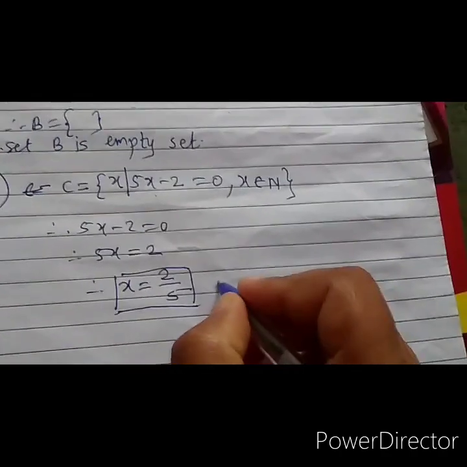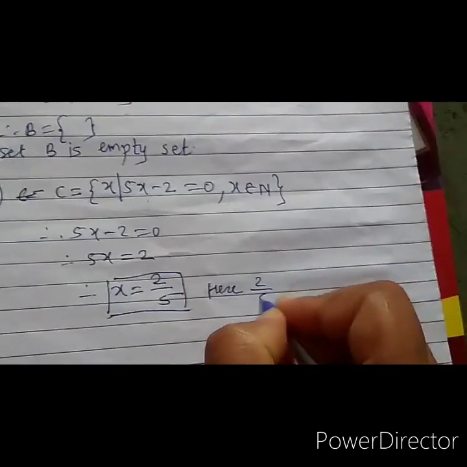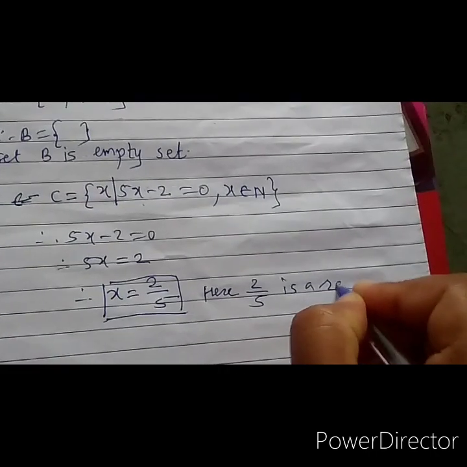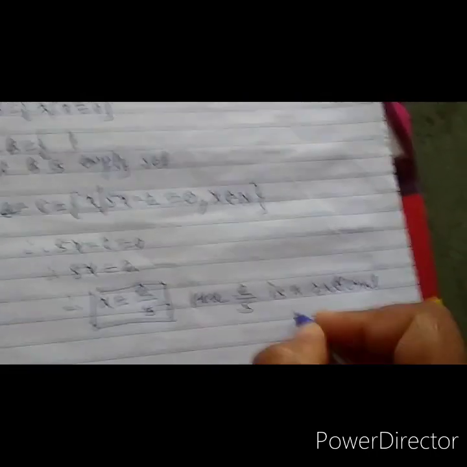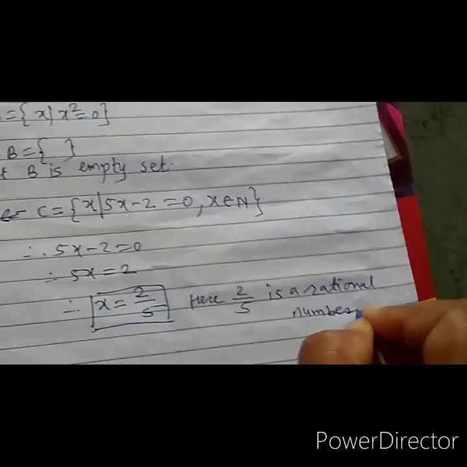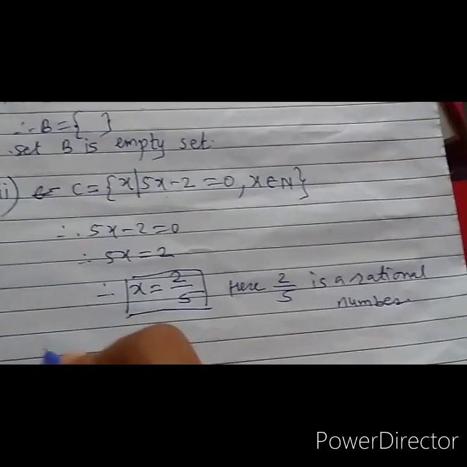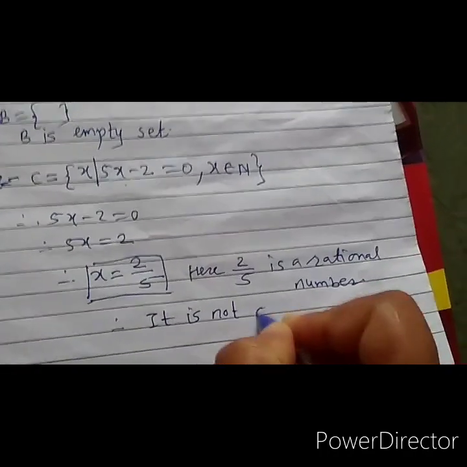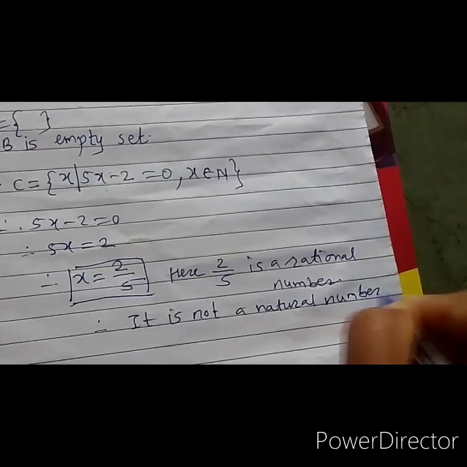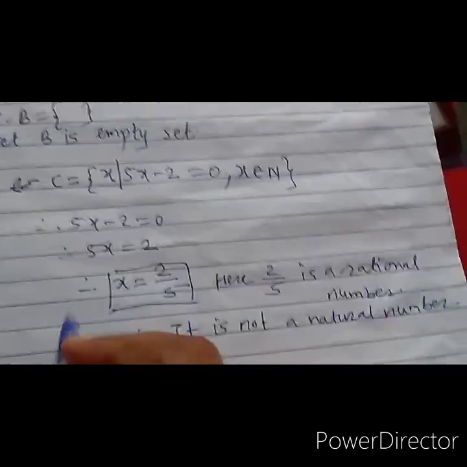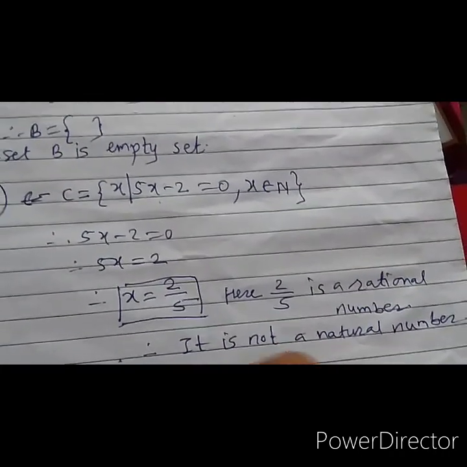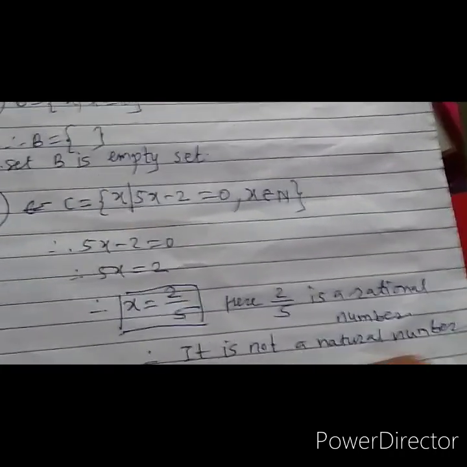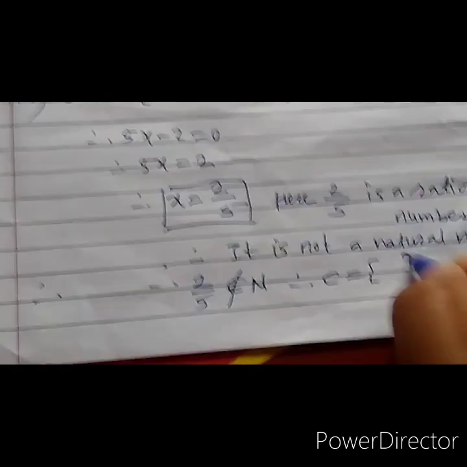Therefore here 2 upon 5 is a rational number, and therefore it is not a natural number, and therefore we can write 2 upon 5 does not belong to N, and therefore set C is an empty set.